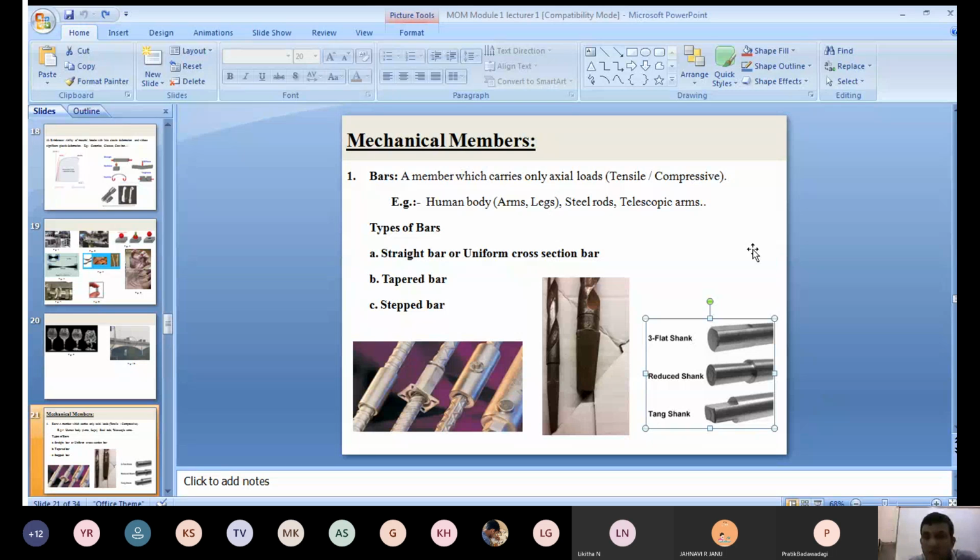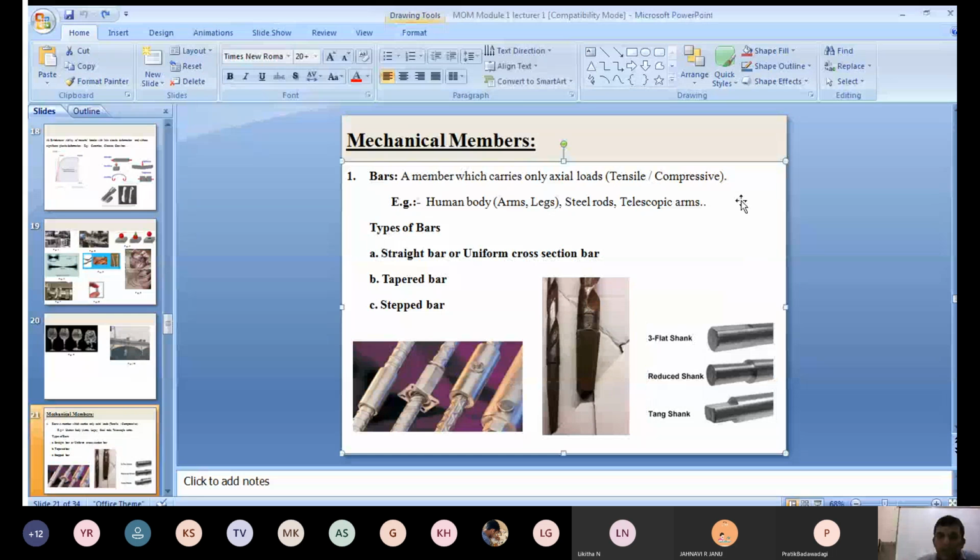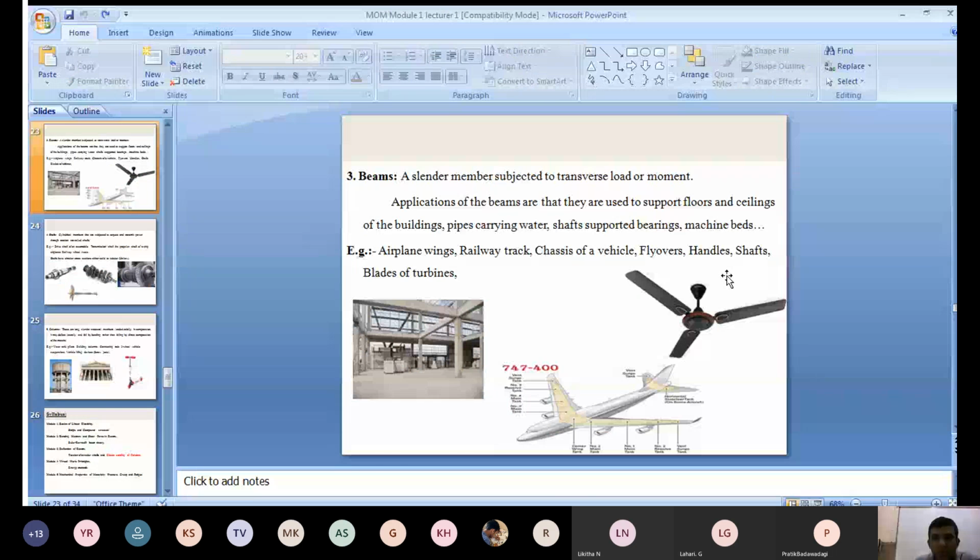First, mechanical member bars. The best example for bars I can give here is your bicycle. In the bicycle, the suspension of the bicycle, right? That is also subject to what here? The mechanical member subject to a compressive load is a bar only, right? Bicycle or motorcycle. Okay. Next comes another mechanical member called a truss.